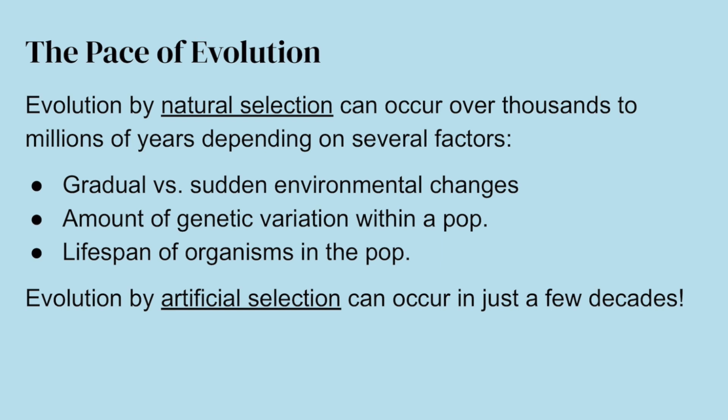Again, just to reiterate, if a species cannot adapt quickly enough, if there's not enough genetic variation, if there's too rapid of environmental changes, that species will go extinct. Then, last thing to cover is that evolution by artificial selection can occur in just a few decades, and that's because humans are involved selecting for very particular traits and choosing specifically which individuals to interbreed in order to get those traits within the population.